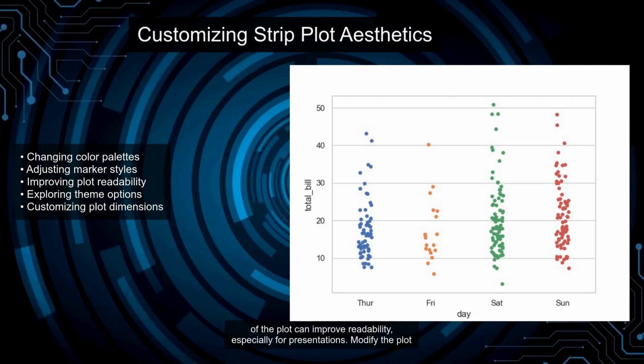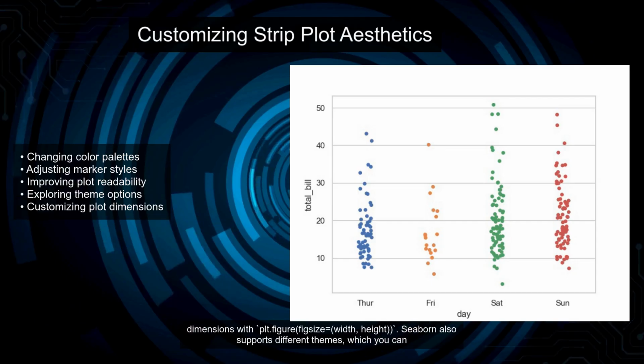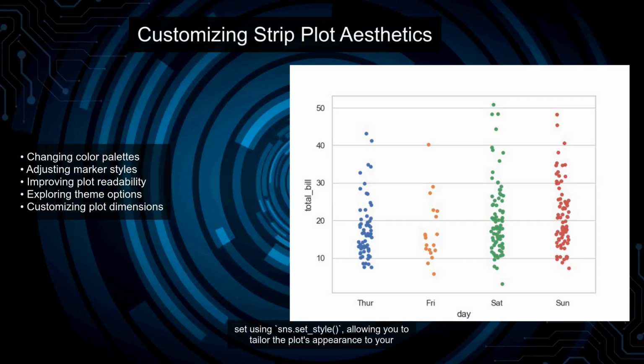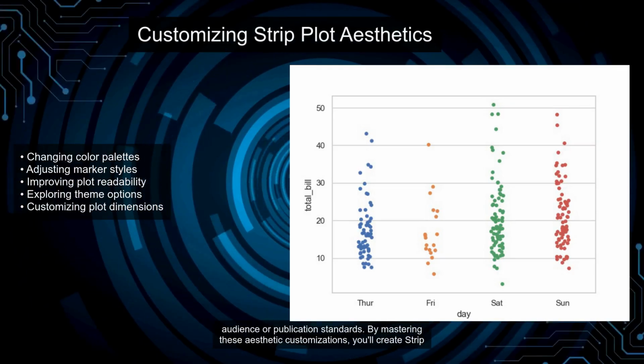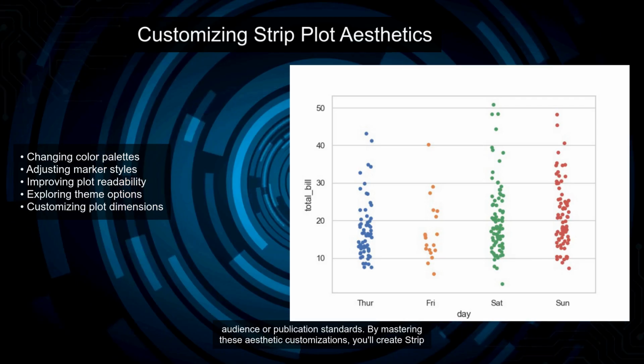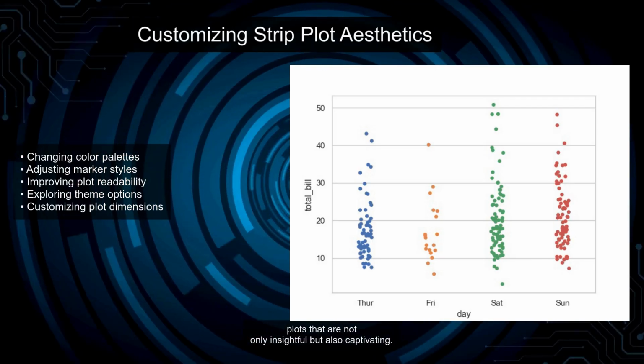Additionally, adjusting the size of the plot can improve readability, especially for presentations. Modify the plot dimensions with plt.figure(figsize=(width, height)). Seaborn also supports different themes, which you can set using sns.set_style, allowing you to tailor the plot's appearance to your audience or publication standards. By mastering these aesthetic customizations, you'll create strip plots that are not only insightful but also captivating.